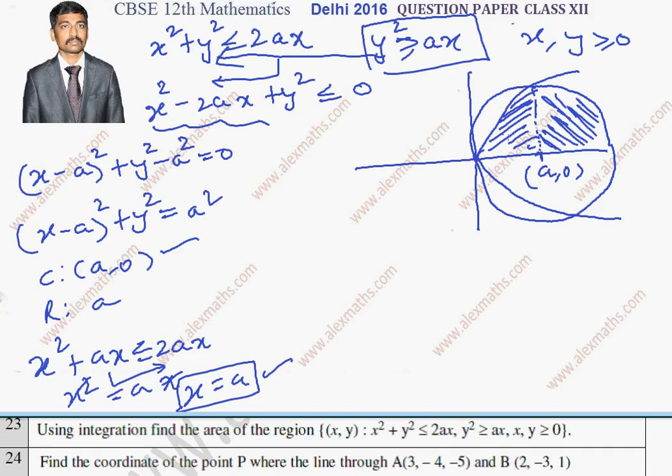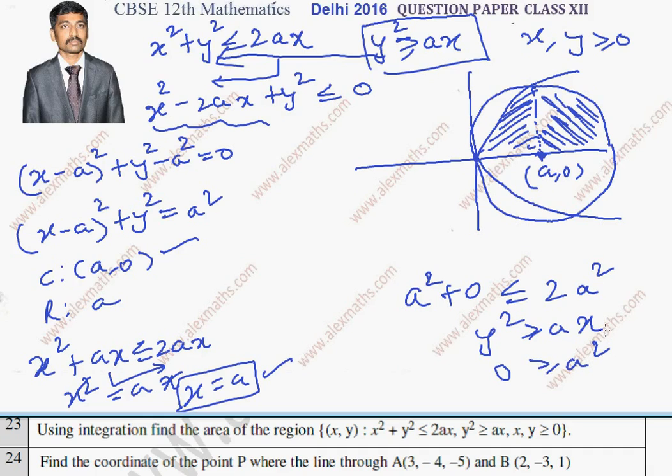And I have to check whether this is the correct region. For that, take a comma 0, a point which is lying inside the circle and inside the parabola. If I substitute in the circle, x square which is a square plus 0 is less than or equal to 2a square. So it is true. Similarly in the parabola, y square is greater than or equal to ax. If I substitute a comma 0, what happens? It will become 0 greater than or equal to a square, which is not true. So basically the region which we have to find is this region.